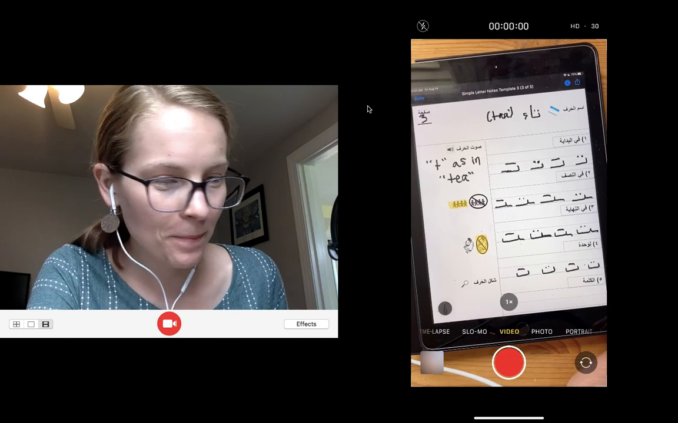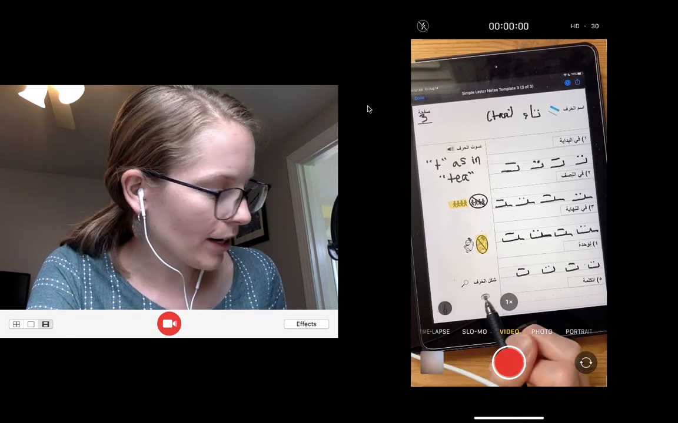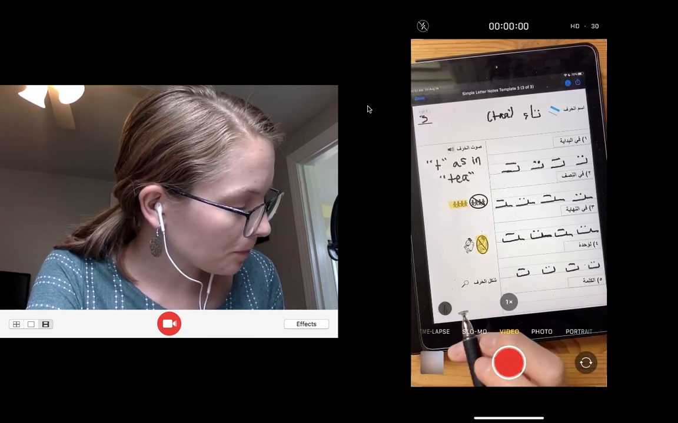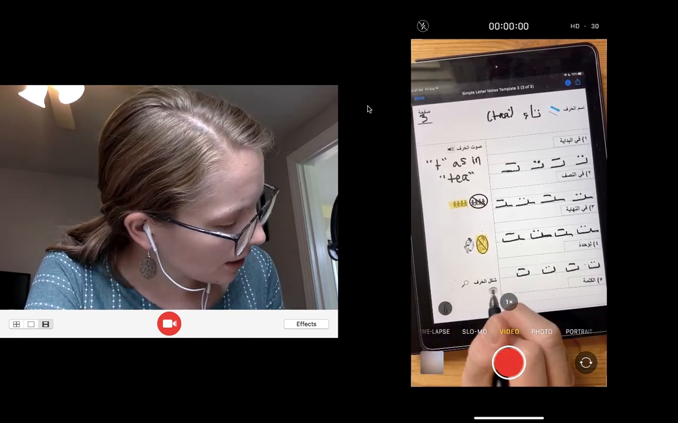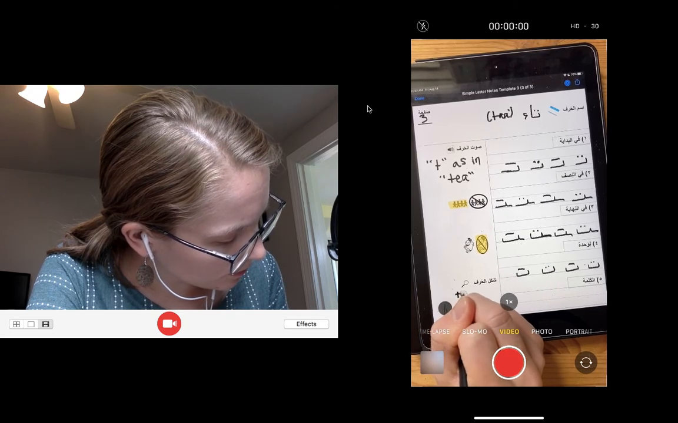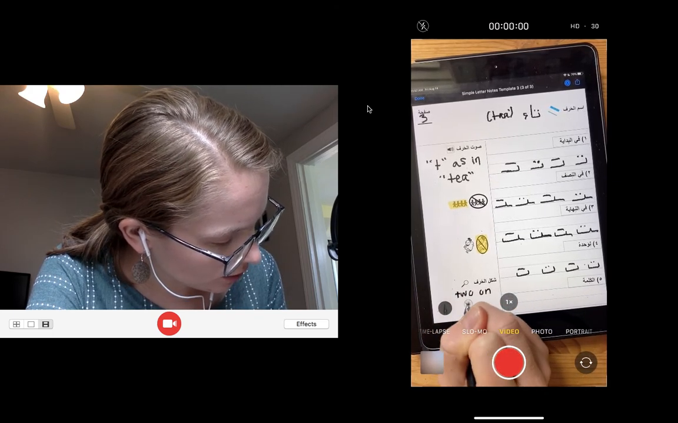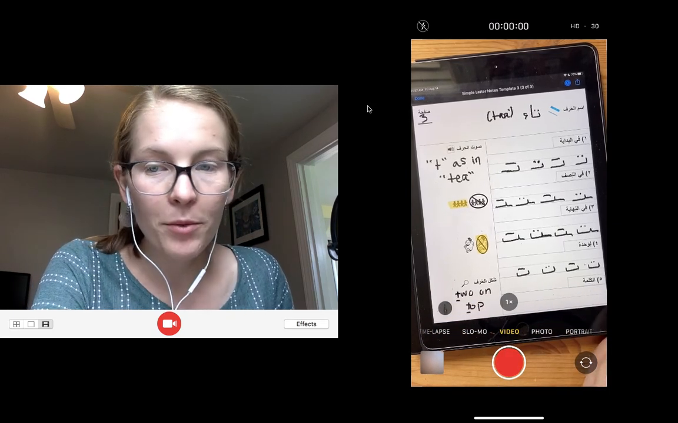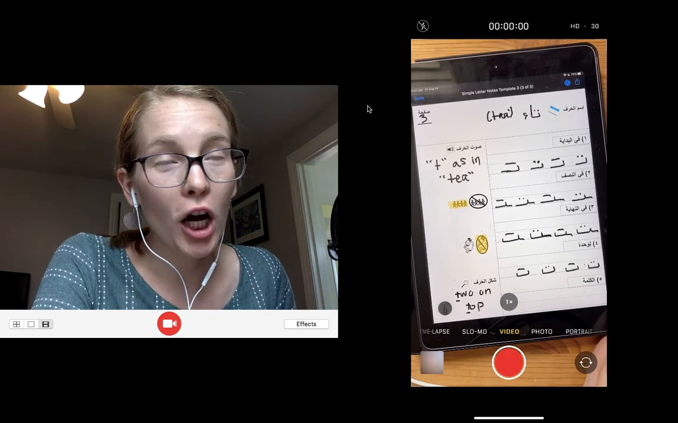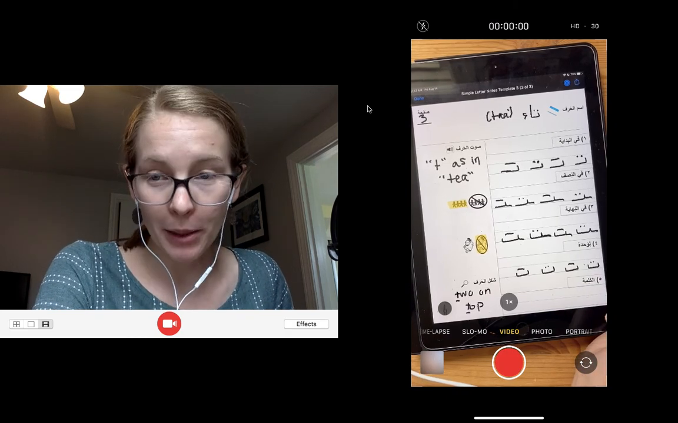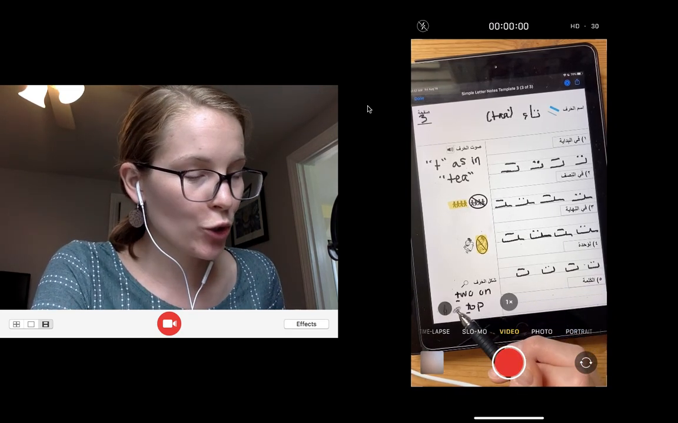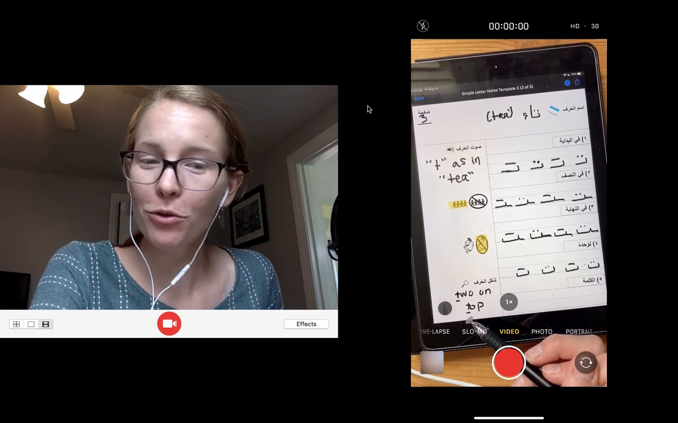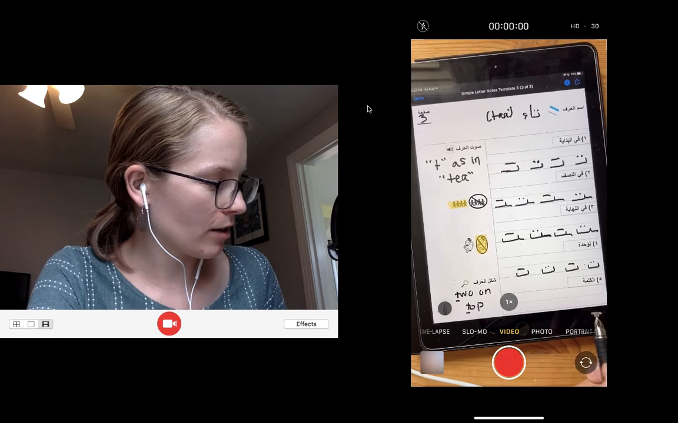Ta. Okay, let's do شكل الحرف. I like to keep this one really simple. 2 on top, right? It's really handy. For ba, we can say that the dot or ball is on the bottom, and for ta, we can say it has 2 dots on top. If you have something more creative and better for you, great, write down whatever that is for you.